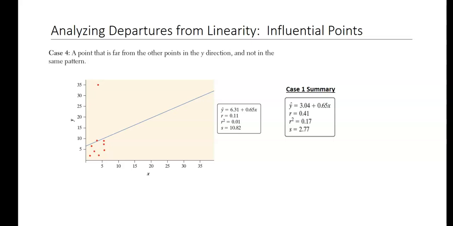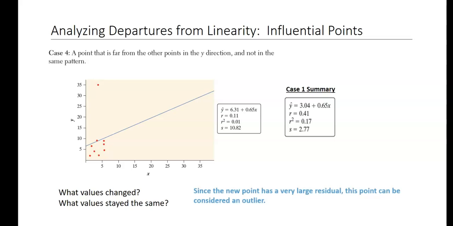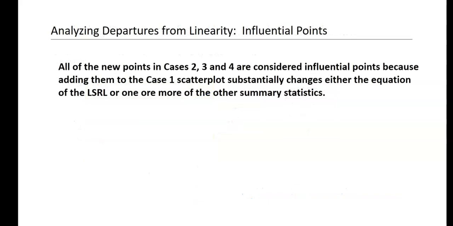I guess R went from 0.41 to 0.11, so it made it a lot weaker. Yeah, so it did change that. Standard deviation is a lot bigger. There's more spread there for the residuals. Since the point has a very large residual, this point could be considered an outlier. So again, the x value is not that much different, but it just didn't fit the pattern at all.